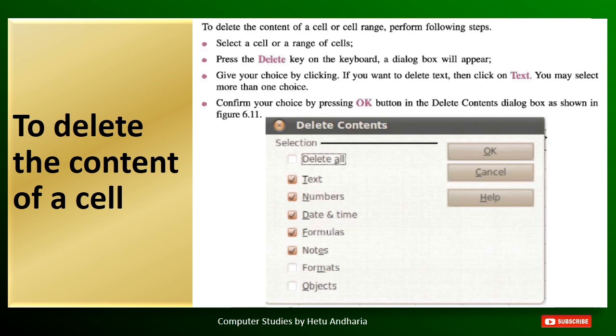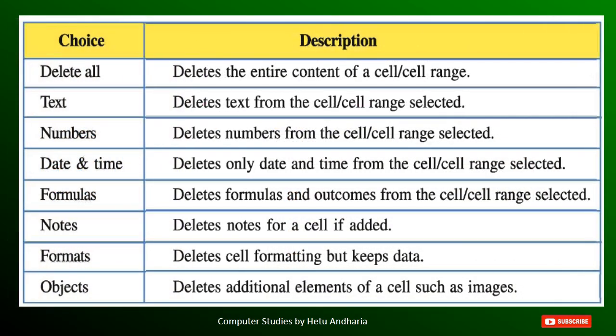Now here there will be options such as delete all. If you put the tick mark on delete all and press the delete key, then all the contents of the cell range will get deleted. Now I will explain the meaning of text, numbers, date and time, formulas, notes, formats, objects, etc. using the tabular information given in the textbook. So here, if you select the option delete all, it deletes the entire content of a cell or cell range.